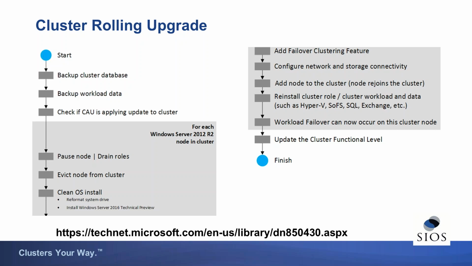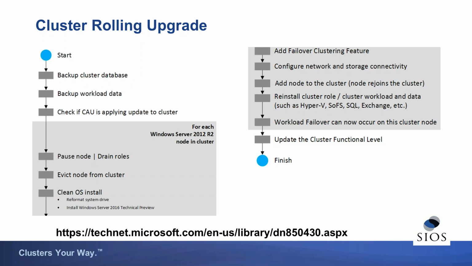Once you've done that, you're basically going to upgrade one node at a time. The one node that you want to upgrade, you're going to pause that node and make sure that there are no roles running on that node at that given time. You're going to then evict that node from the cluster. For SQL Server, you're going to uninstall that node from the cluster and then evict it from the cluster. And then you're going to wipe that server that you evicted from the cluster.